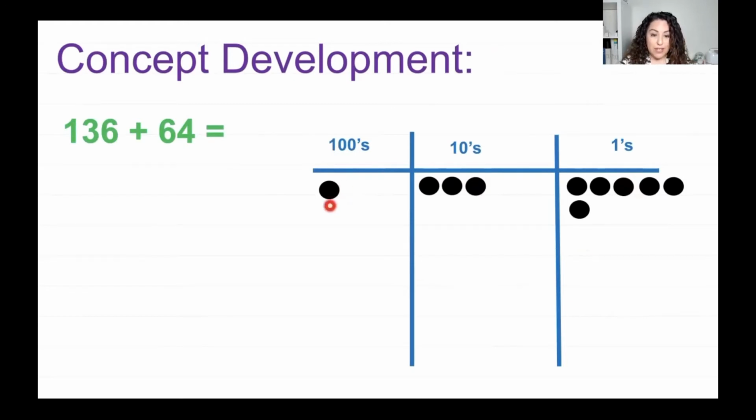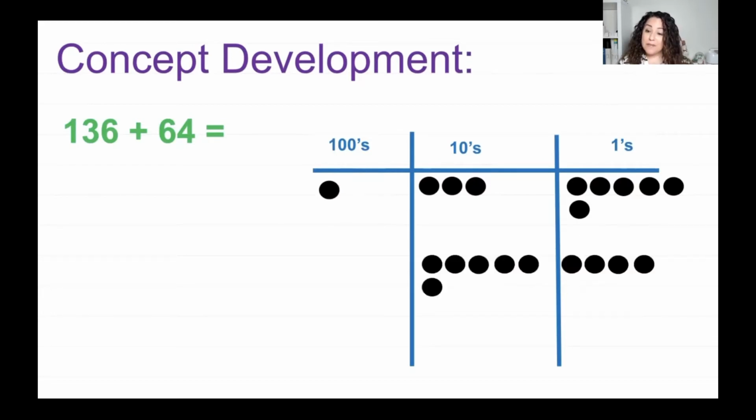So I have 100, 3 tens, and 6 ones. Now let's make our second number. I have 64. So let's go ahead and see what we're going to do first. Now I'm going to do this with my pencil because I want you to see how you would do it. So let's go ahead and look at our ones. Do I have a group of 10 there? I do, because 6 plus 4 is equal to 10. So I'm going to go ahead and make my bundle right here.